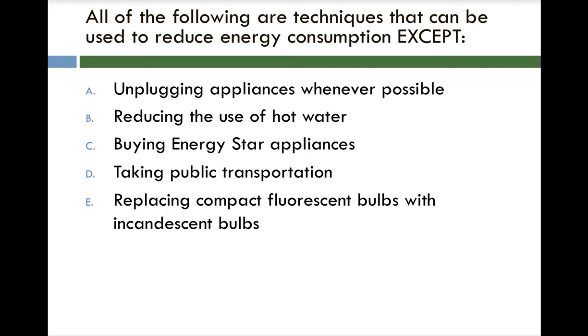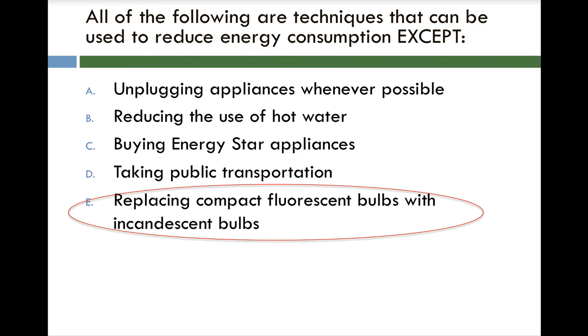And the correct answer is E, replacing compact fluorescent bulbs with incandescent bulbs. Now this is a trick they like to do on the AP test. They just flipped the two words around. So if we just changed the location of compact fluorescent and incandescent in the sentence, that would be a true statement. But if you guys remember, compact fluorescents actually use less energy than incandescents. So if we switch to incandescents, we'd really be using more energy. A, B, C, and D are all good things to do to reduce energy consumption.